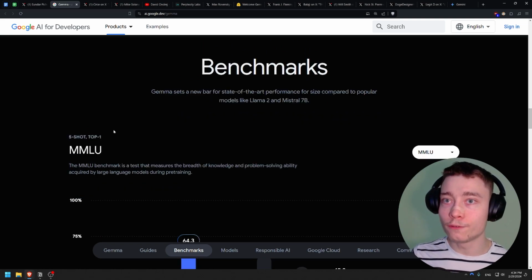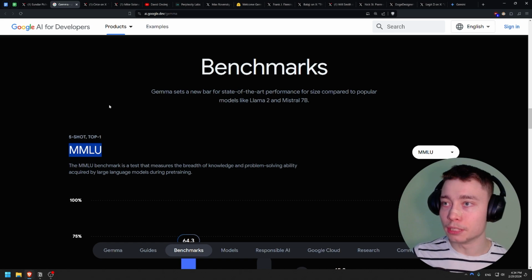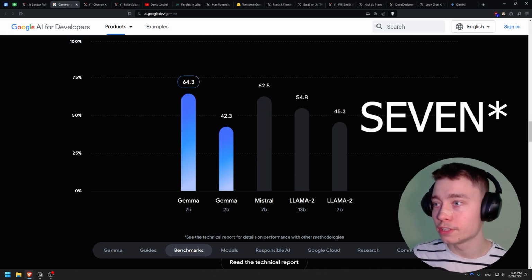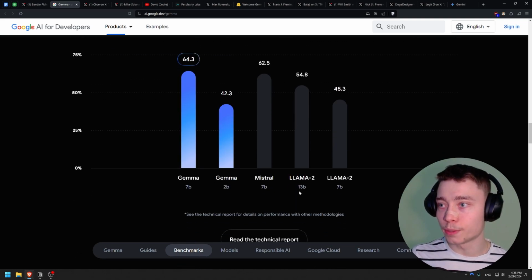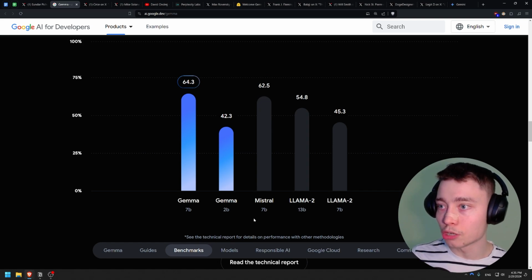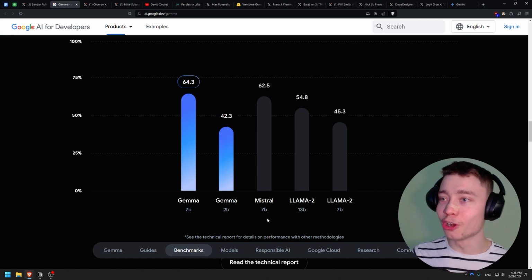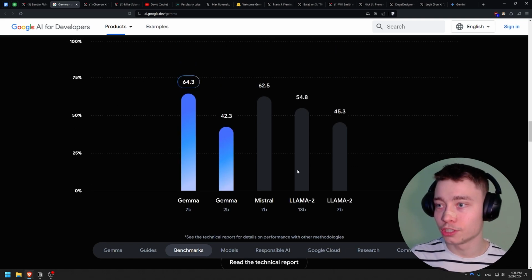This is MMLU 5-shot top 1. By the way, MMLU, even though it's the most popular one, it doesn't really mean much, to be honest. We got Gemma 7B, Gemma 2B, Mistral 7B, Llama 2 13B. Okay, so this is nice. It outperforms Llama 2, the 13B model, which is almost double the parameters. It also outperforms Mistral, but barely. And this is kind of funny because Mistral is a small French startup compared to Google, which has like 100,000 employees. So shout out to Mistral.